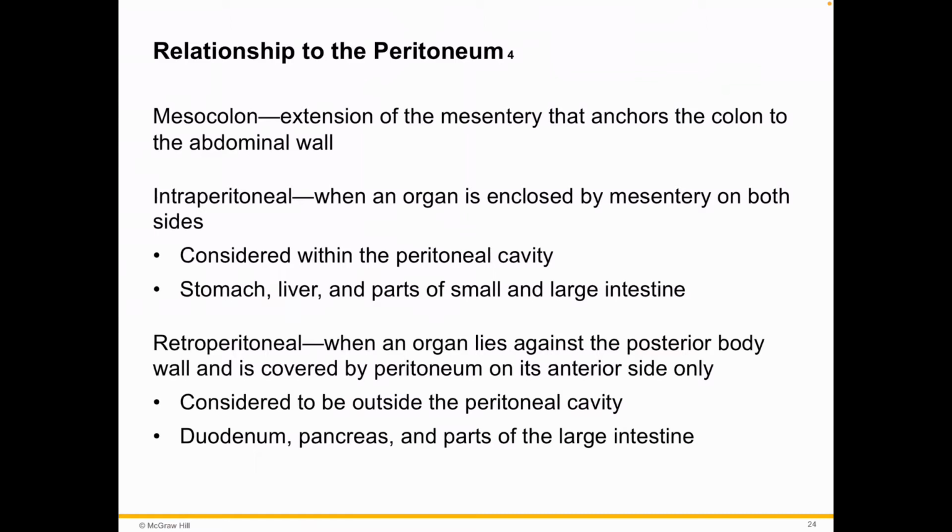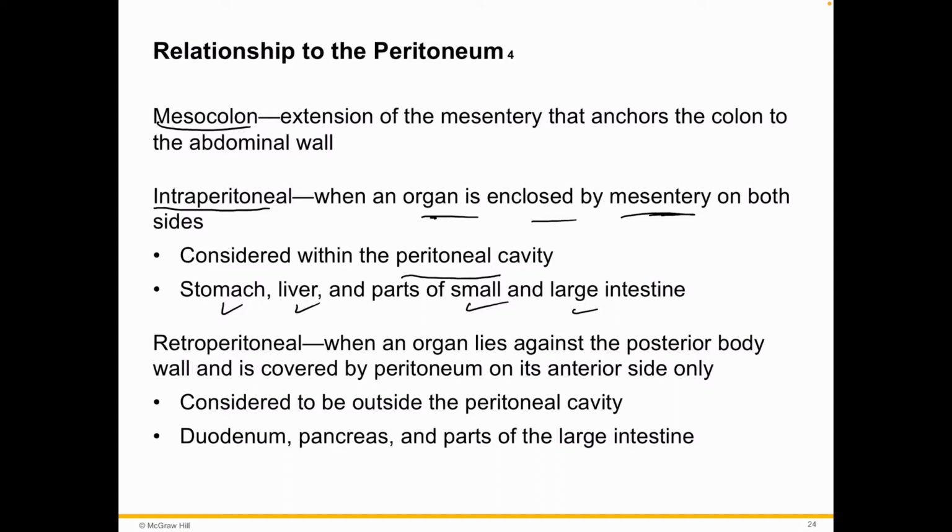So just to wrap up, the mesocolon is an extension of the mesentery that's anchoring the colon to the abdominal wall, and the intraperitoneal is when an organ is enclosed by mesentery on both sides, right? So it's really held into place, and this is considered to be within the peritoneal cavity. Some examples are the stomach, liver, and parts, but not all, of the small and large intestines. So just some key areas.